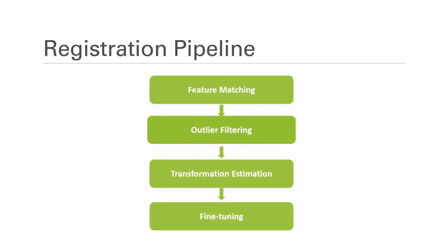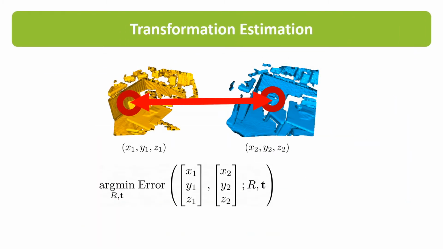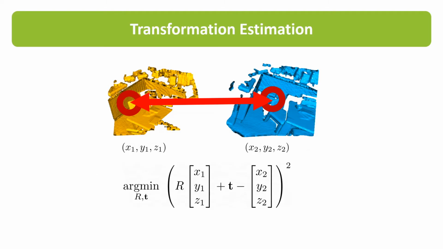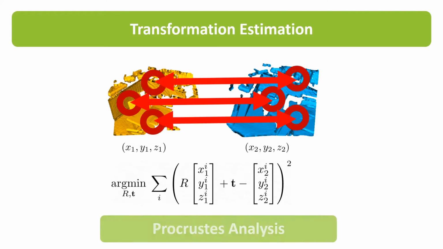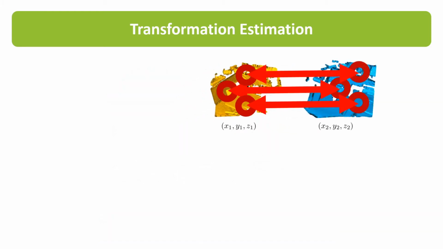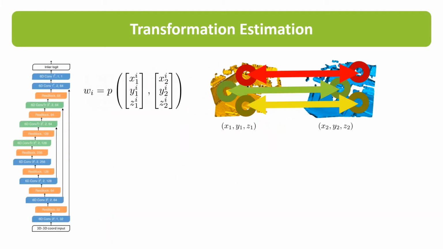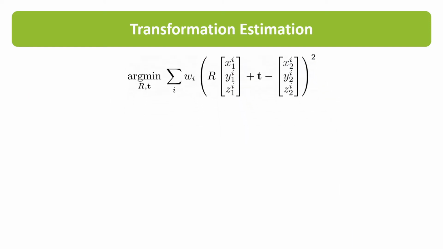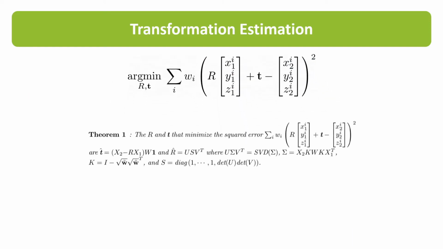Next, we find a transformation that minimizes an error between correspondences. If we use a squared loss on a set of correspondences, we get Procrustes analysis. However, it weighs all correspondences equally, which is not valid in most cases. Instead, we can use inlier probabilities as weights and show that it has a closed form solution. And we can pass gradients through the weights.